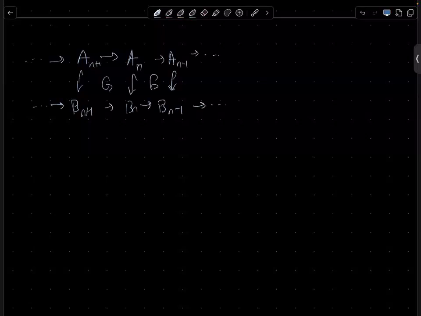Then you can check that maybe I could define a kernel by doing the kernels component-wise, or the co-kernels component-wise. There are a lot of details to check, but it all works.